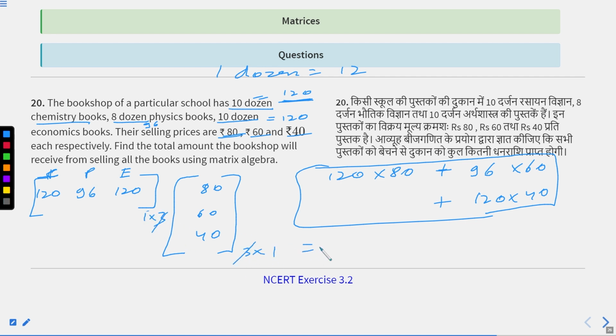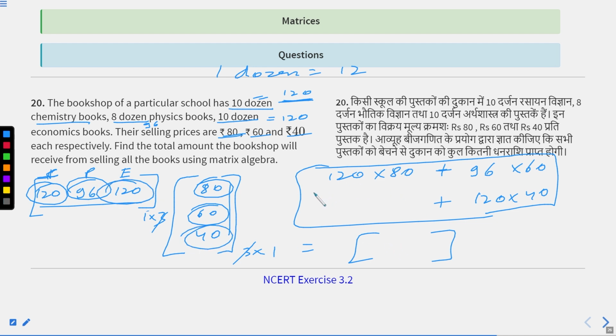You will get your 1 cross 1 matrix, and if you multiply, this 120 will be multiplied with this, 96 will be multiplied with this, 120 will be multiplied with this, and you will get the same thing as we have already written like this. And if you just multiply and add, you will get your answer. Okay, this is for you, please do. Okay. Let us move to the next problem.